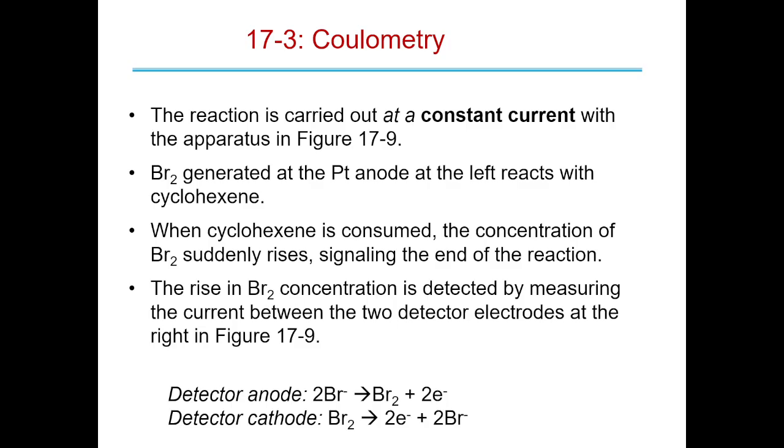There's several ways of actually detecting this concentration of Br2 rising. It would most easily and quickly be detected by measuring the current between the 2 detector electrodes on the right of figure 17.9. If you get a rapid rise in that current, you know your reaction's over, okay?